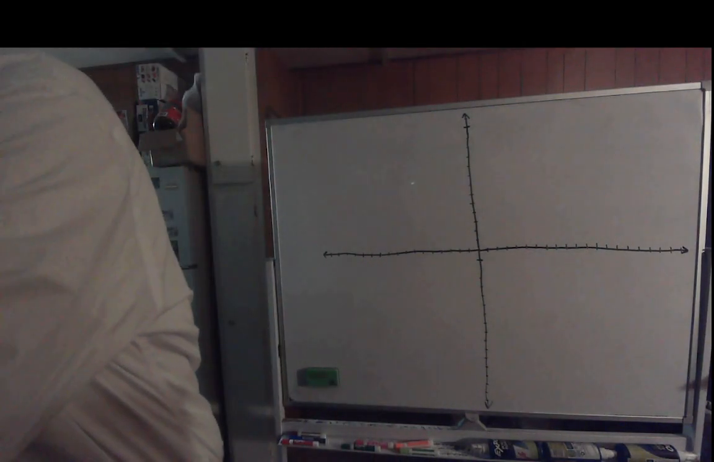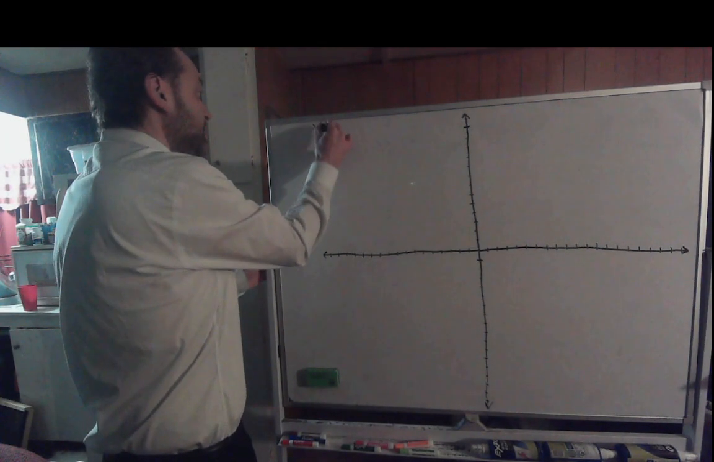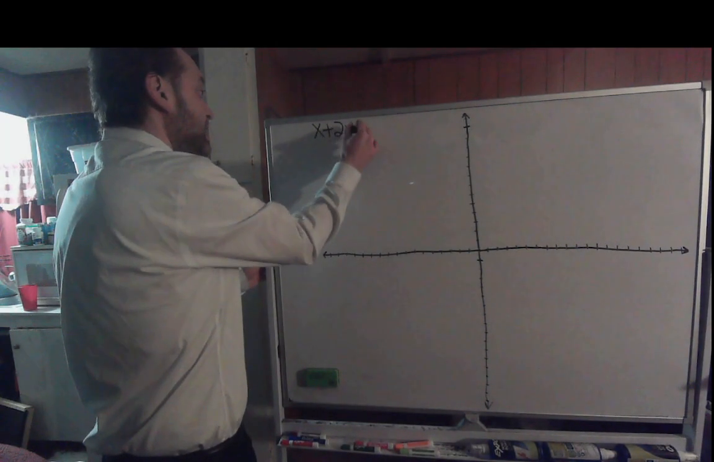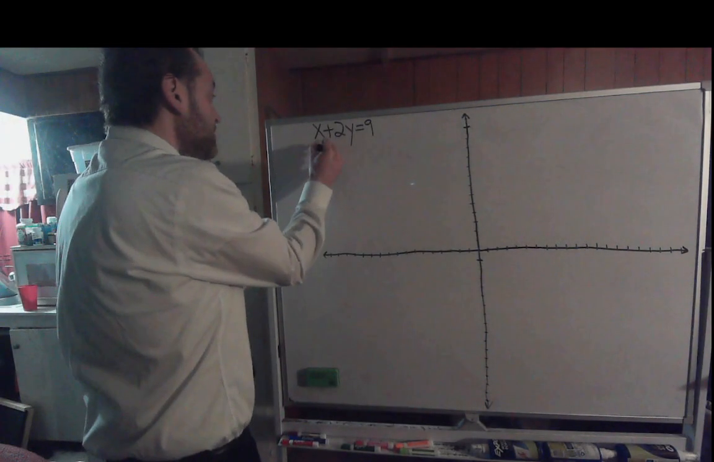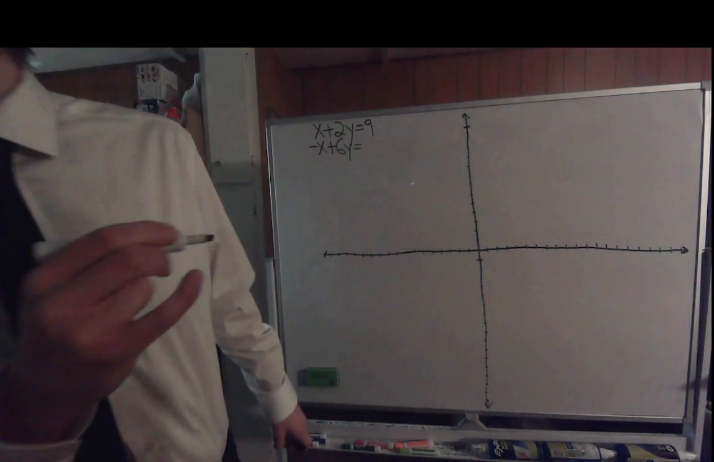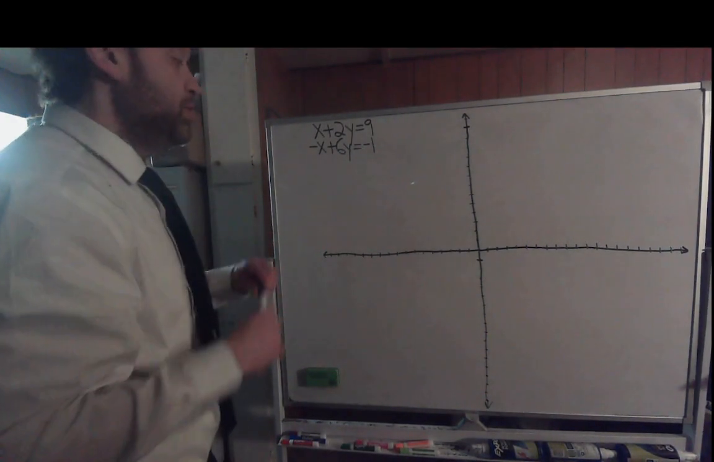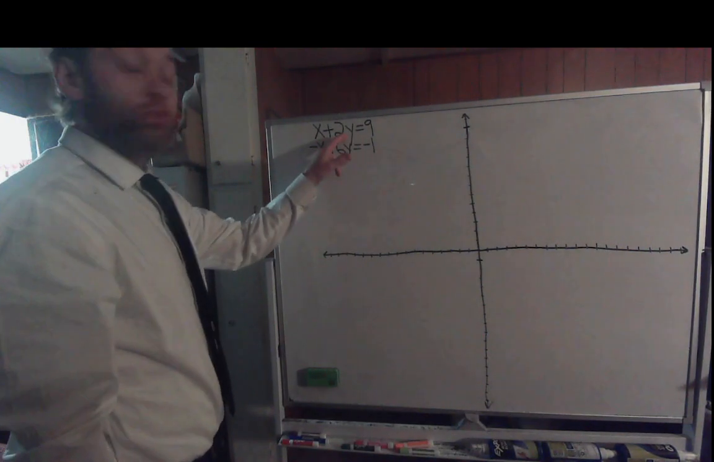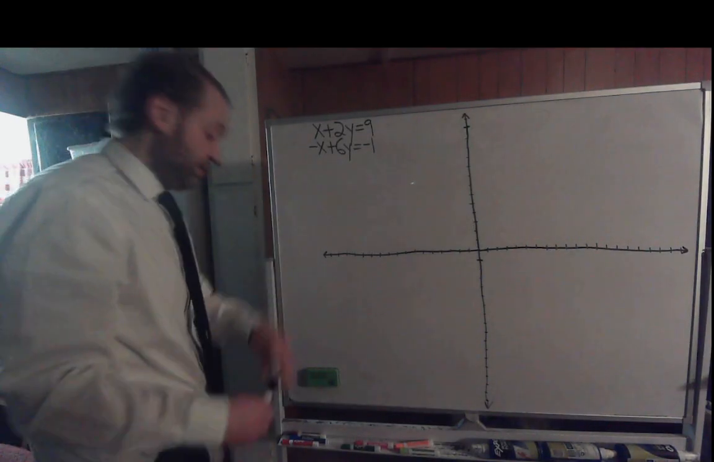Anyway, so what is the next system of equations? So let's say we take x plus 2y equals 9, then we have negative x plus 6y equals negative 1. Alright, so you have this system here, x plus 2y equals 9, negative x plus 6y equals negative 1.